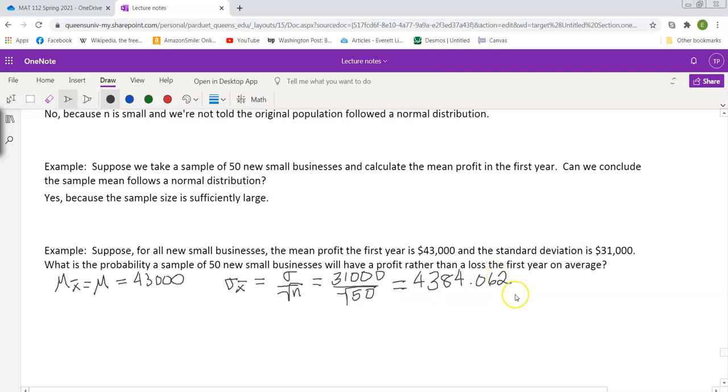And the reason is, anytime you're doing computations with a number that has been rounded, you get compounding round-off error. So you want to be really careful with that. And as business majors, that's the kind of thing you should definitely be aware of. All right, so now let's find the probability that the sample of 50 new businesses will have a profit rather than a loss. Meaning, in other words, what's the probability that the sample mean will be greater than 0?